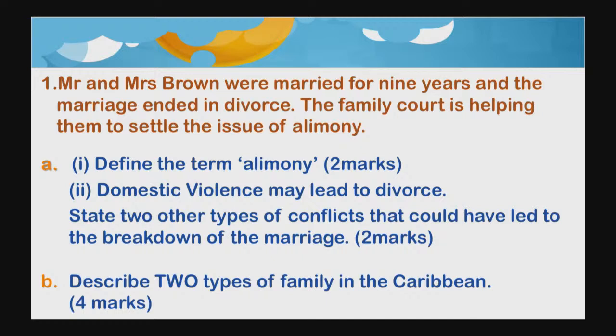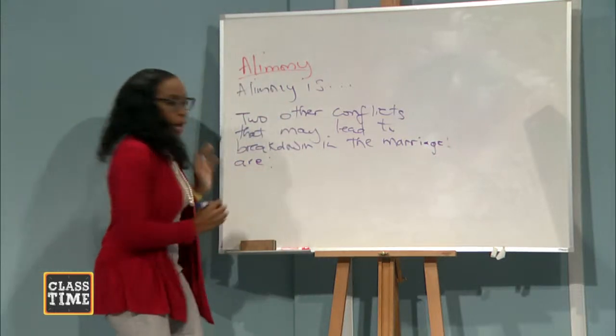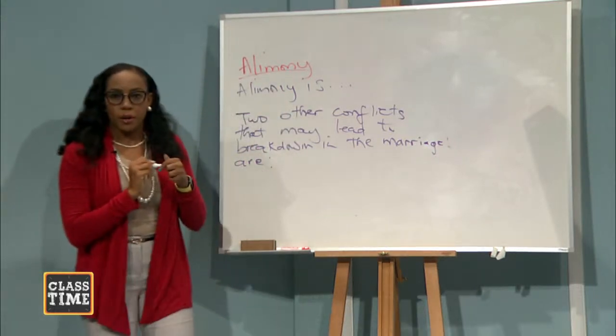2 marks. So you would answer your question by saying, "2 other conflicts that may lead to breakdown in the marriage." Don't mind the writing, you'll write better. I'm going a little fast, but I know. And you would say, "R." Good? Let me hear from you. What are your answers? Tell me some things.